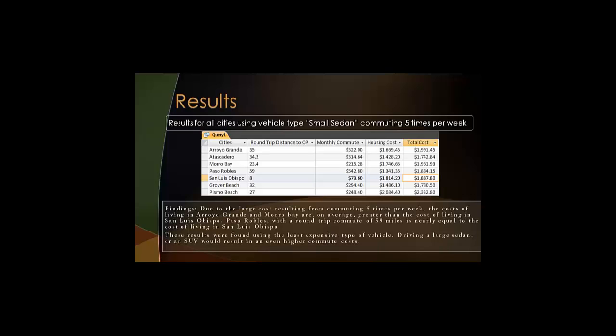The findings were that the cost of living in Arroyo Grande and Morro Bay are on average greater than the cost of living in San Luis Obispo. Paso Robles, with a round-trip commute of 59 miles, is nearly equal to the cost of living in San Luis Obispo. These results were found using the least expensive type of vehicle, meaning if the person was driving a large sedan or an SUV, they would get even higher commute costs and a resulting higher total cost.